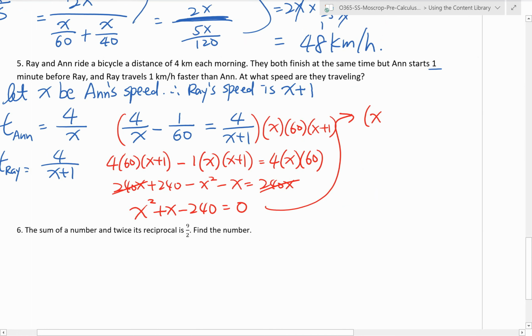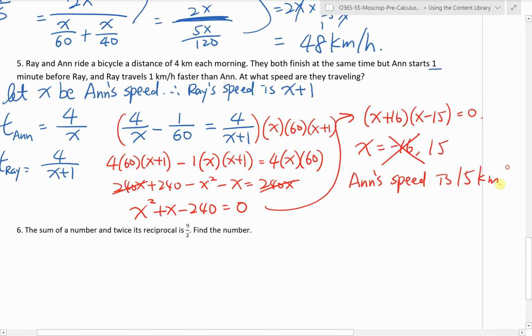It was x plus 16 times x minus 15. 225 plus 15, 240. Yes, correct. So there we go. That means x is equal to negative 16 or 15. Now, obviously, x is the speed. The speed cannot be negative. Velocity could be negative, but speed cannot be negative. Therefore, Ant's speed is 15 kilometers per hour. And Ray's speed, because it's 1 kilometer per hour faster, is going to be 16 kilometers per hour. And there is the answer.